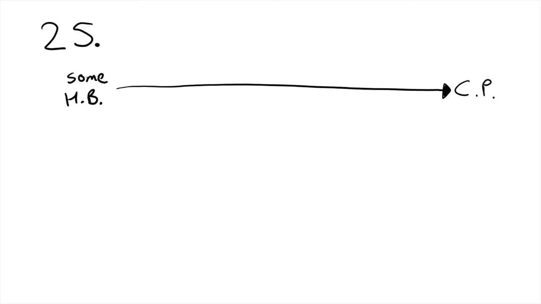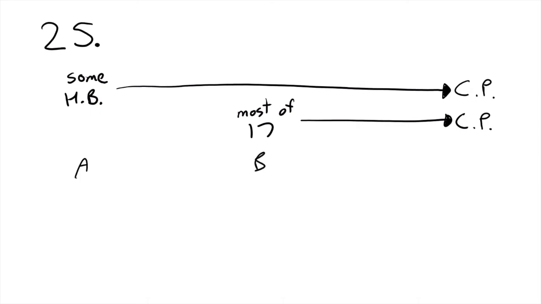Well, the evidence given in the paragraph connects Unit 17 with computer programmers. It says most of Unit 17 are computer programmers. So as you can see, if we think about this as A and this as B and this as C, we're trying to get from A to C. That's our conclusion, right? And they get us from B to C. They do that for us, right?